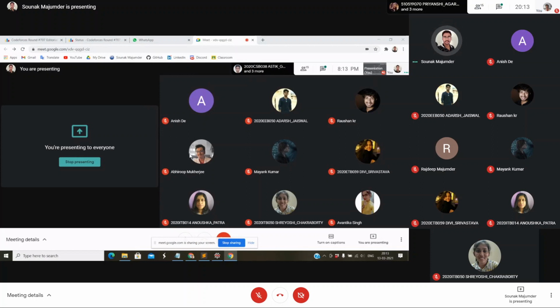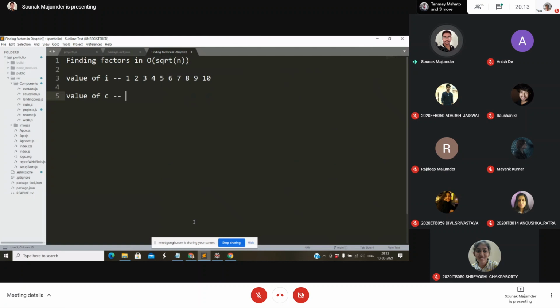This is also a very well known problem, finding if a number is prime or not. Let's say we are trying to find out if a number n is prime or not. What we have learned in class 11 and 12 is to run a loop from i equals 1 to i equals n, and count the number of factors. If it is greater than 2, then it's not prime. If it's equal to 2, then it's prime.